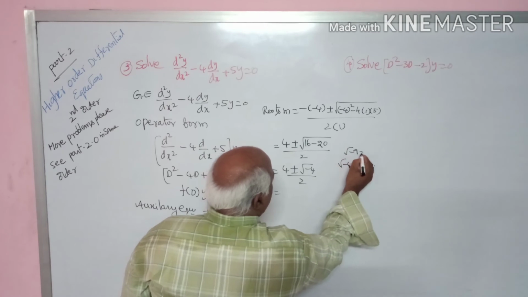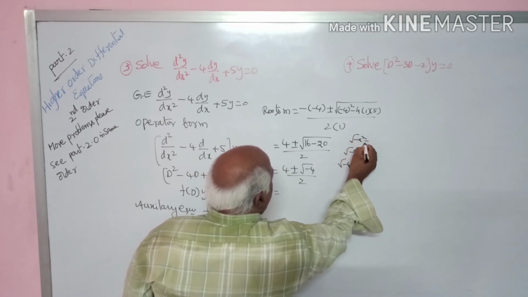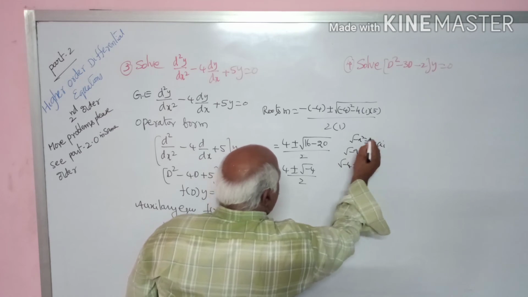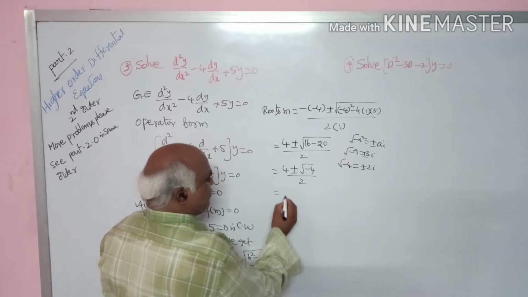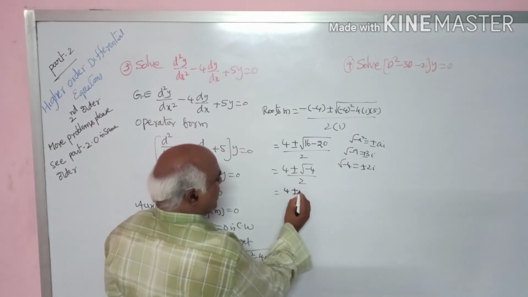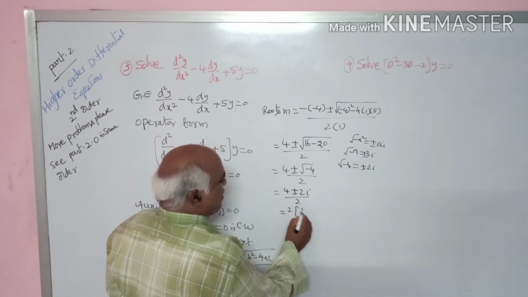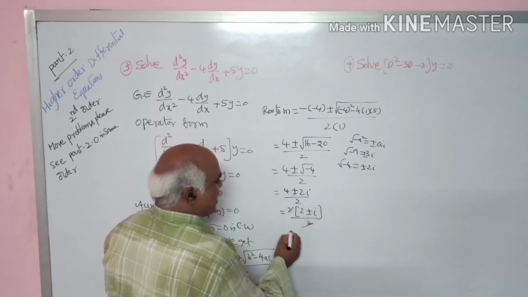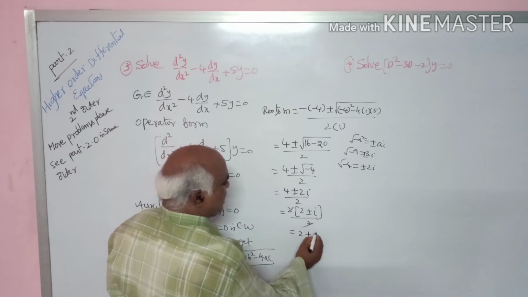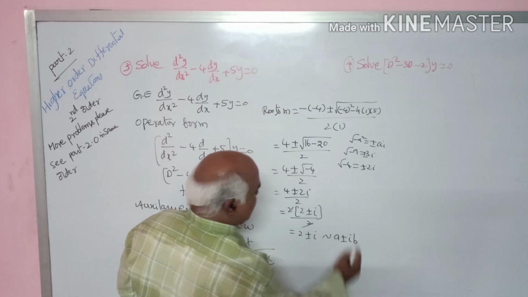Similarly, root minus 9 is plus or minus 3i. Root minus a square is plus or minus ai. Like this, when there is a negative inside the root, we can write it as complex. Therefore 4 plus or minus 2i by 2. Take 2 common in the numerator: 2 times 2 plus or minus i by 2. Therefore the 2 cancels, giving 2 plus or minus i. It is in the form of a plus or minus ib.